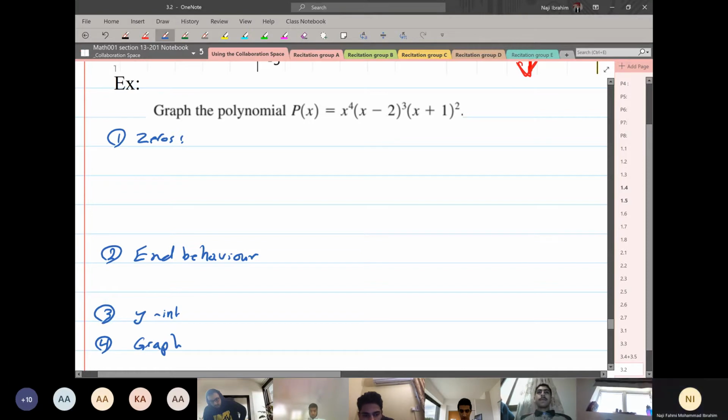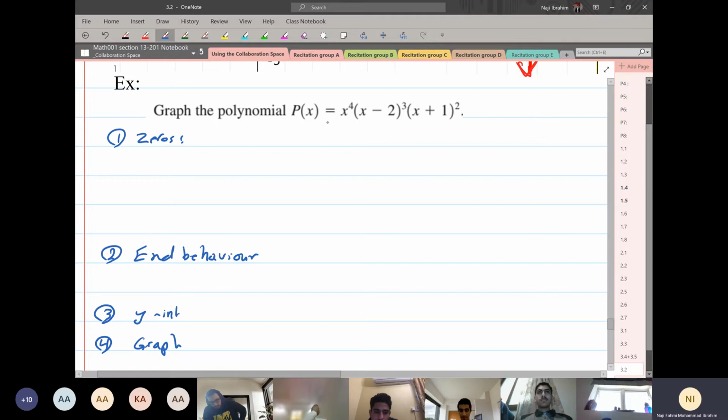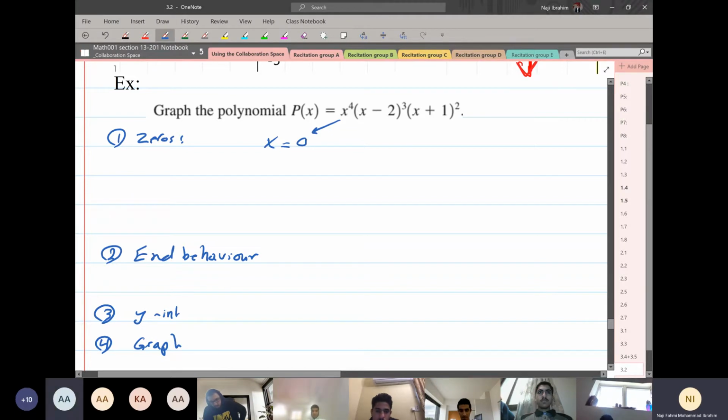First of all, is the polynomial factored completely or not? What do I mean by that? Can I factor more, Shabab? No. The answer is no. So this is already factored completely. Let's find the zeros. What's the zero of the first factor? 0. What's the power of that factor? 4. Since it's 4, what will it make, a cross, a touch, or a cross with tangent? Touch. It will make a touch.